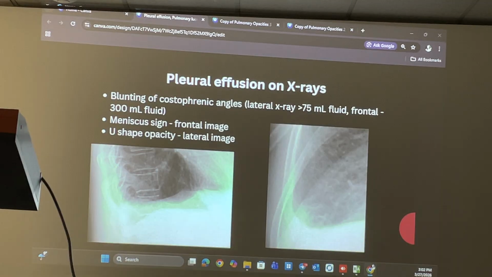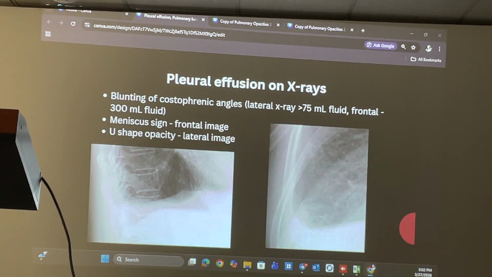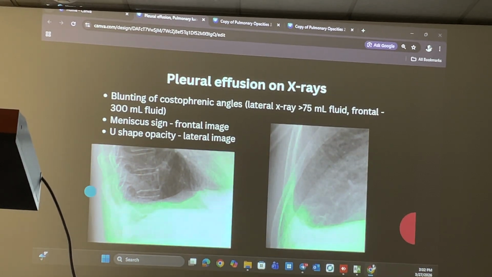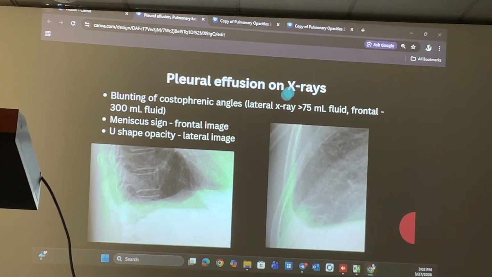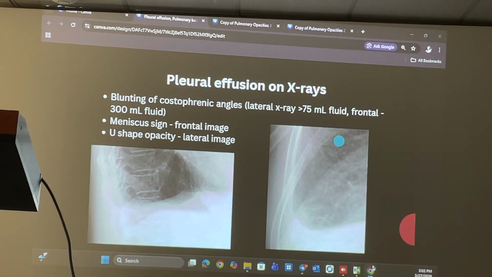On both you can see, I guess. Mostly on the lateral, but we can also see it on frontal as well. If it is a small amount, you will see it on lateral chest X-rays. If it is more than 300, then you would be able to see it on frontal chest X-rays as well. On lateral chest X-rays, you can see up to 75 milliliters of fluid.